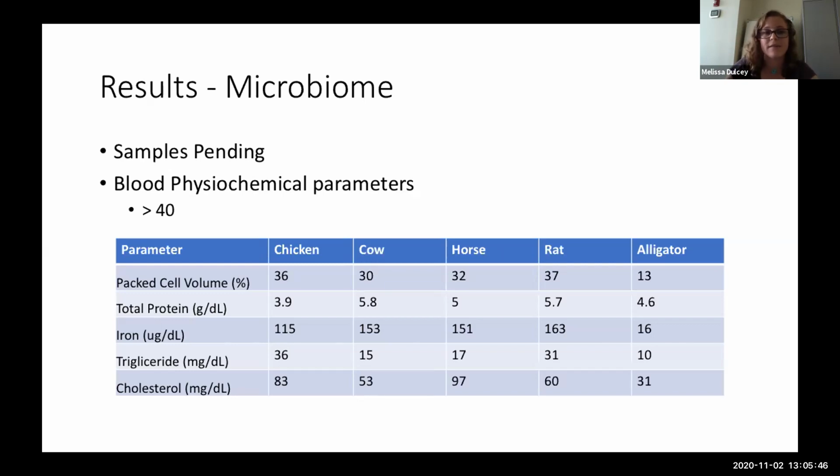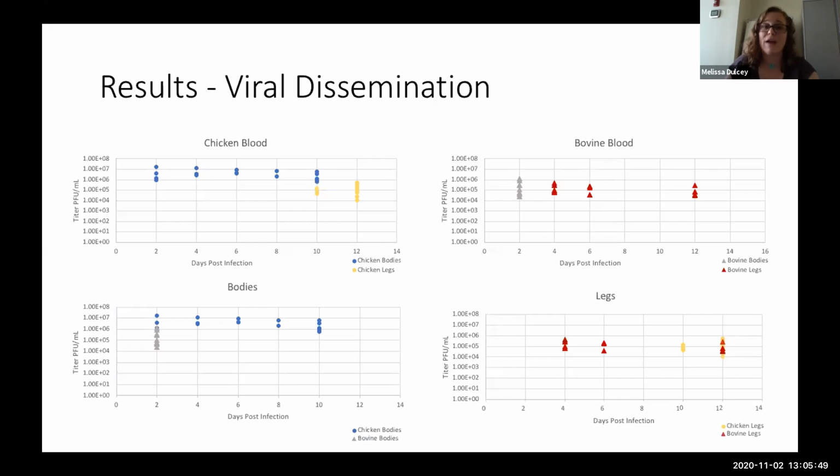And then as for the viral dissemination, there's not much that we can actually glean from this at this point, as it's really early and there's a lot of gaps and we're still processing a lot of samples. But the top left chart is just the chicken blood samples. And you can see the chicken bodies are in the blue and you can see the viral titers. And then the chicken legs, we kind of started, all the bodies seem to be positive.